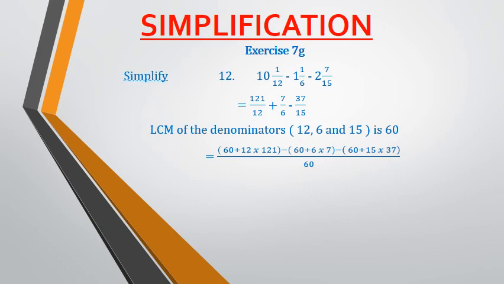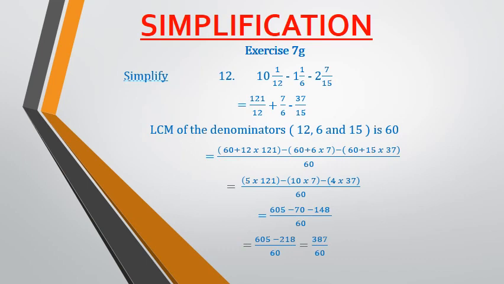Now we will solve the brackets. 5 multiplied by 121 minus 10 multiplied by 7 minus 4 multiplied by 37 by 60. Again, by solving the brackets, what do we get? We get 605 minus 70 minus 148 upon 60. Now children, we will add the two minus sign numbers, that is 70 and 148, and then we will subtract their sum from 605.